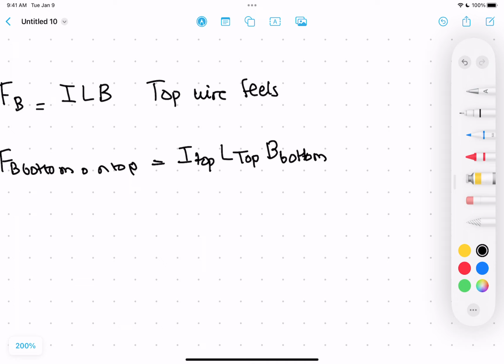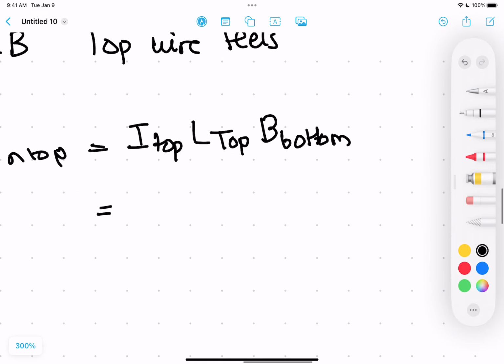That's similar to the electric force and electric field stuff. You're looking at how that wire will react to, or what it feels based on, the other wire. So when we're solving that problem, we have I, our current, is 10 amps. The length of each wire is 50 centimeters, so we're going to make that 0.5 meters instead. And then we have the magnetic field generated by the bottom wire, which is what the top wire is going to feel.